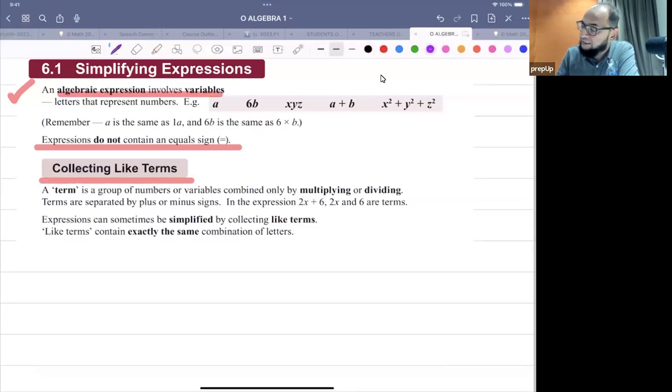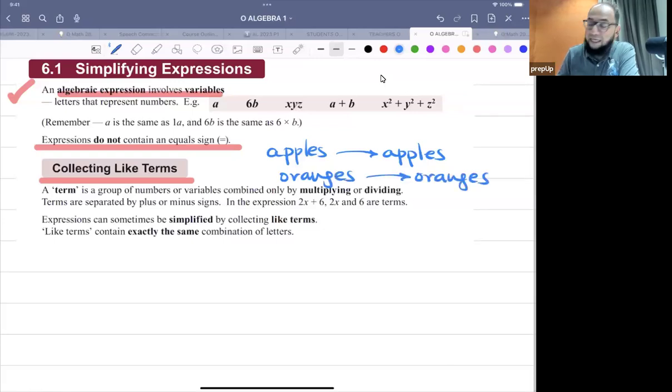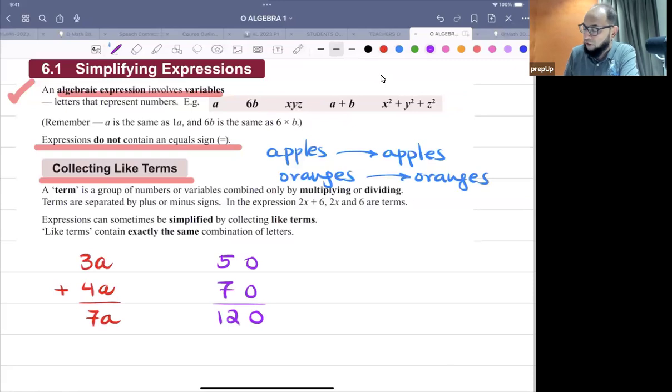So let me write this statement. We add apples to apples and we add oranges to oranges. That is like terms, 3 apples and 4 apples. So let me write it over here. 3 apples, A for apple, plus 4 apples. What does it become? It becomes 7 apples. And if I say there are 5 oranges and 7 oranges, so they will add up to 12 oranges.